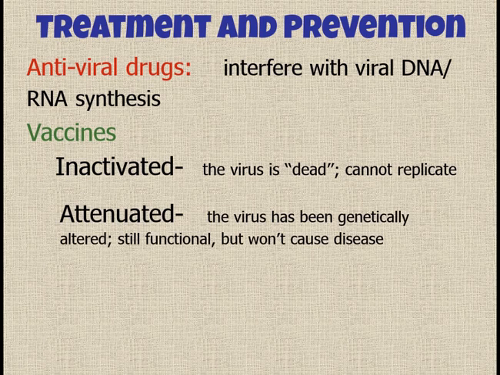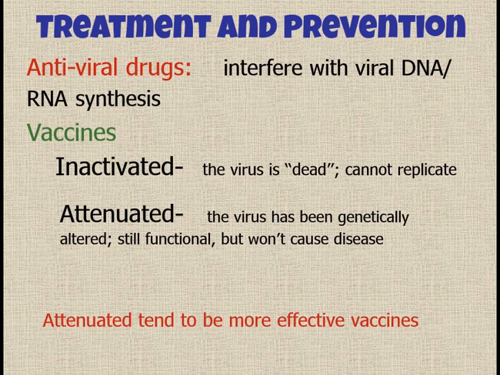There are two different kinds of vaccines that are subtly different. The first kind is called an inactivated vaccine. In that case, the virus is quote unquote dead. Of course, we don't really believe that the viruses are alive anyway, but the viruses cannot replicate. The other type of vaccine is called an attenuated virus or attenuated vaccine. In that case, the virus has been genetically altered. It is still functional, but it doesn't cause the disease. Your immune system fights off these diseases that have been injected into you, and you develop a long-term immunity, an active immunity. Attenuated vaccines tend to be more effective vaccines than the inactivated. And that's it for viruses.